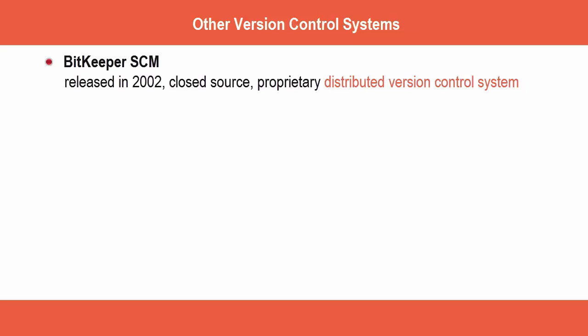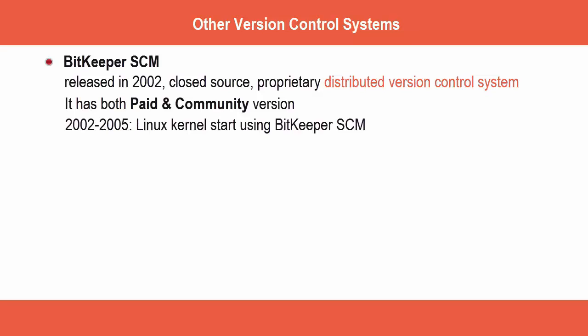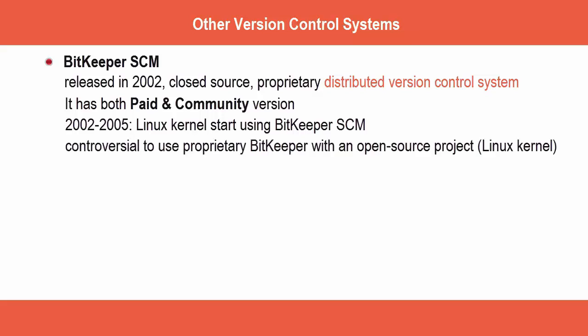However, there is another version that came out in 2002 known as BitKeeper SCM. It was a closed source, proprietary distributed version control system. BitKeeper has both paid and community version that they gave out for free. From 2002 to 2005, the Linux kernel began using BitKeeper SCM, but it was controversial to use proprietary SCM for Linux kernel because Linux kernel was an open source project. As a matter of fact, in April 2005, the community version stopped being free.